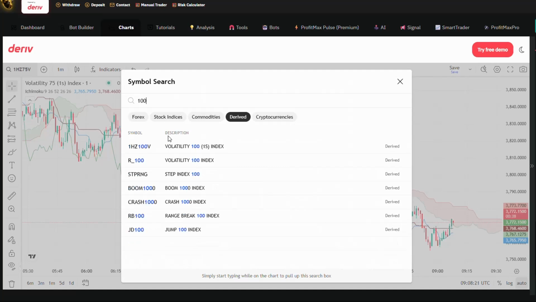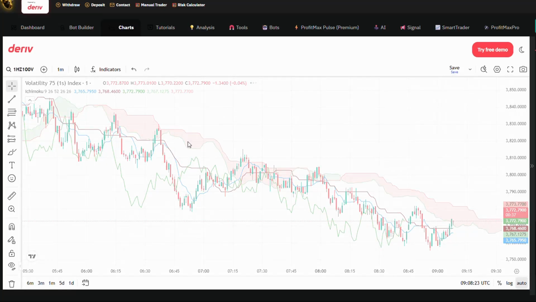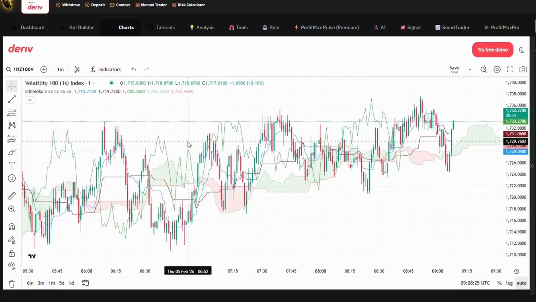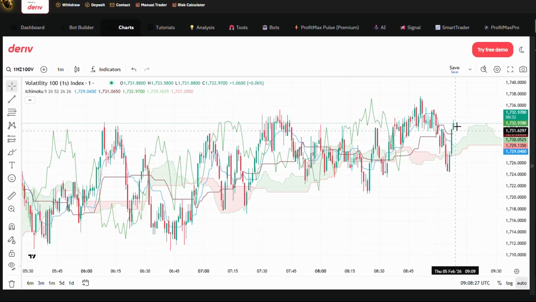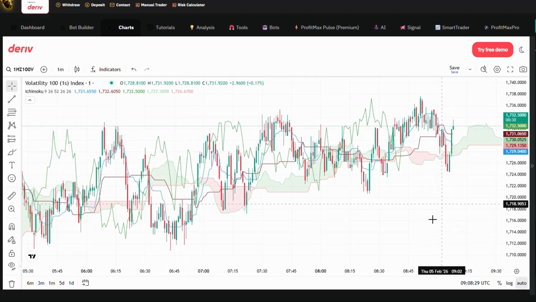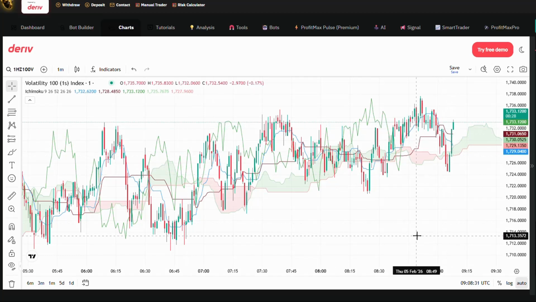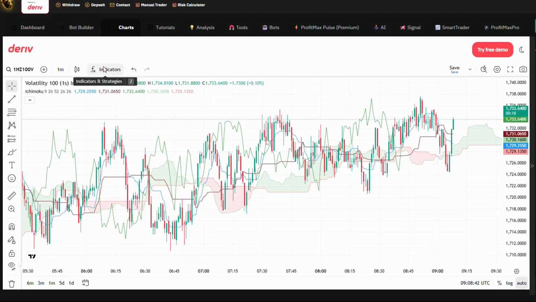Let's look at volatility 101s. And here, I think you can get a rising entry. You can see the candlesticks already forming there above the cloud. You can clearly see there's a rising market there, and the cloud is below those candlesticks, okay? So the market there is clearly bullish.